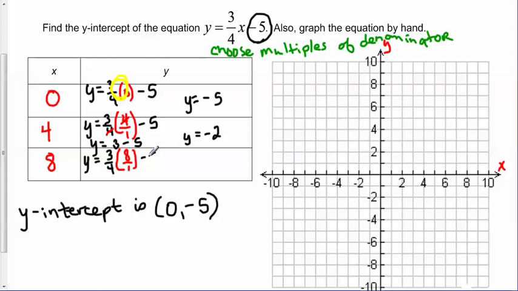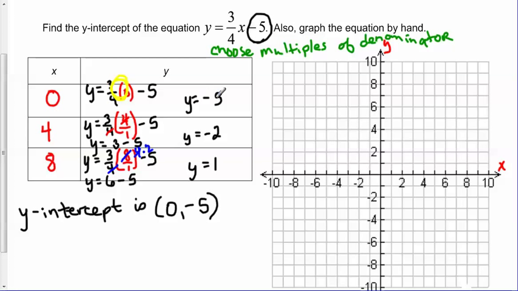minus 5. My canceling doesn't work quite as nicely now, but things are still going to cancel out for me. Here, the 4 and the 8 are going to cancel because they have a common factor of 4. I'm going to rewrite 8 as 4 times 2. So those 4's are going to cancel out. That's going to leave me with y equals 3 times 2, right? This is the 2 that's left over when the 4 factor cancels out of the 8. So 3 times 2 is 6 minus 5, and 6 minus 5 equals 1. So y is going to equal 1.